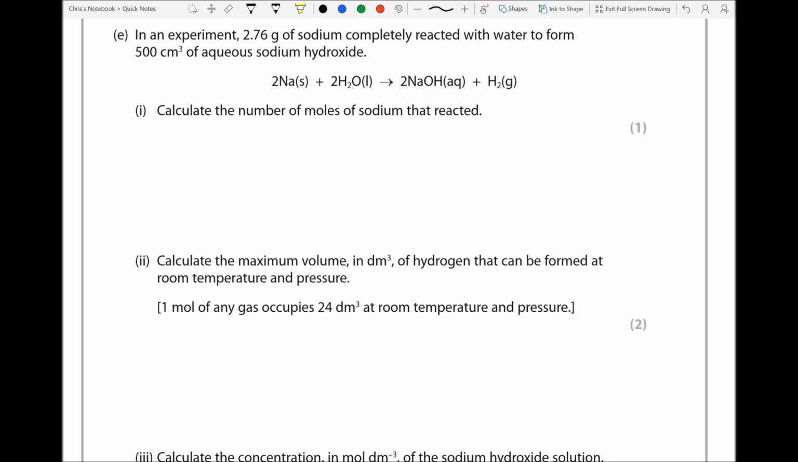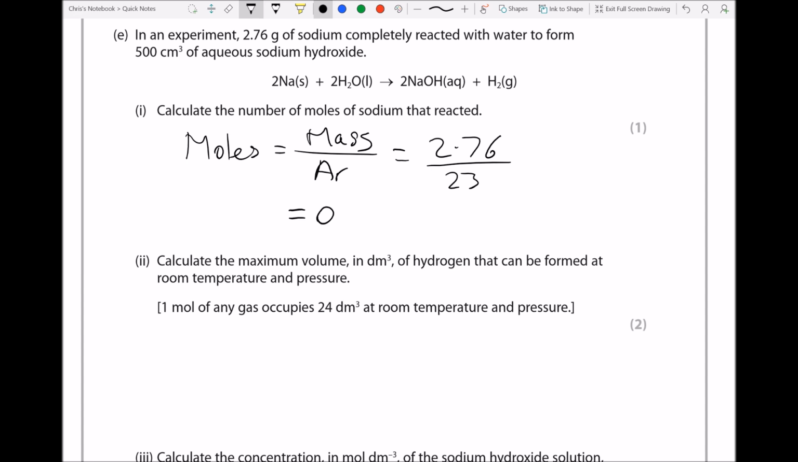And then part 1, it says calculate the number of moles of sodium that reacted. Okay, so really, it's not too bad, this question. So we're looking at moles is mass divided by the relative atomic mass, or AR. So the mass in this case is 2.76. Divide that by the AR, which is 23. That's the AR of sodium, so find that in the periodic table. And if you put that in your calculator, you should get 0.12 moles. Okay, so that's the moles of sodium.